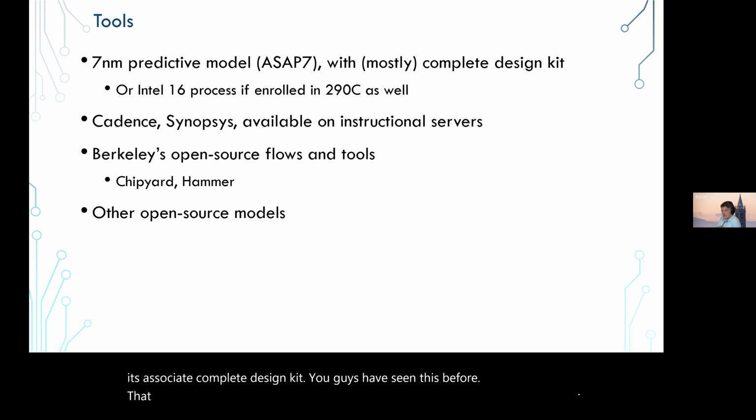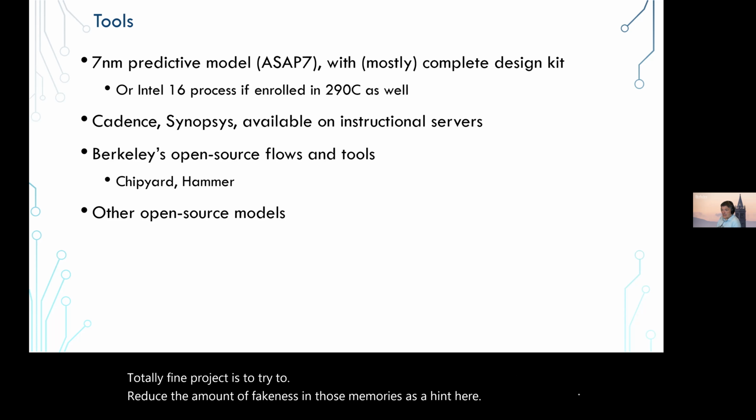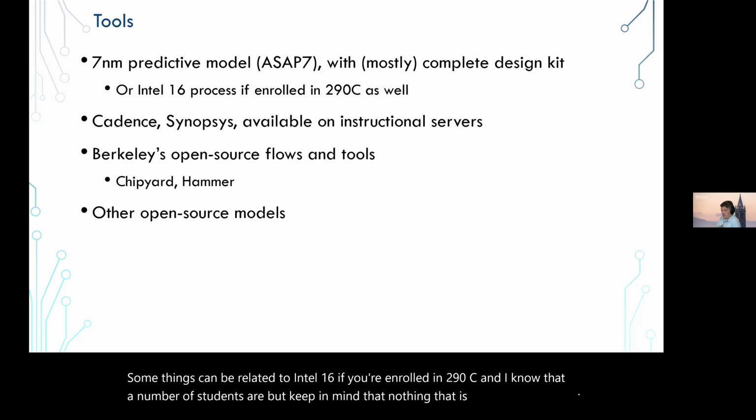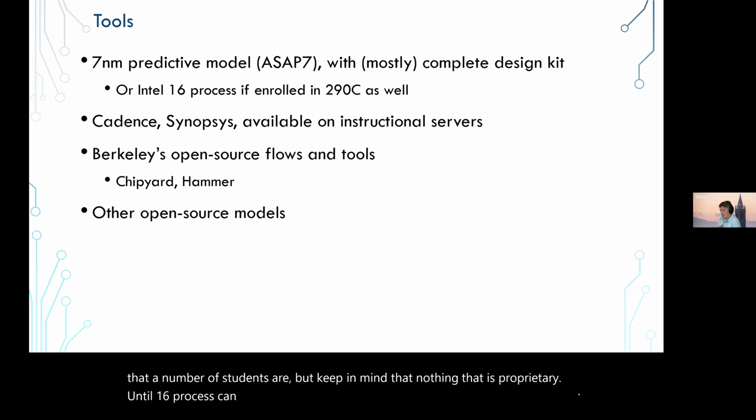That design kit is largely complete. Memories are just very thick. A totally fine project is to try to reduce the amount of thickness in those memories, as a hint here. Some things can be related to Intel 16 if you're enrolled in 290C, and I know that a number of students are. But keep in mind that nothing proprietary in the Intel 16 process can leak over to the class, because not everybody in the class is under the NDA, and we have to keep proprietary things proprietary.